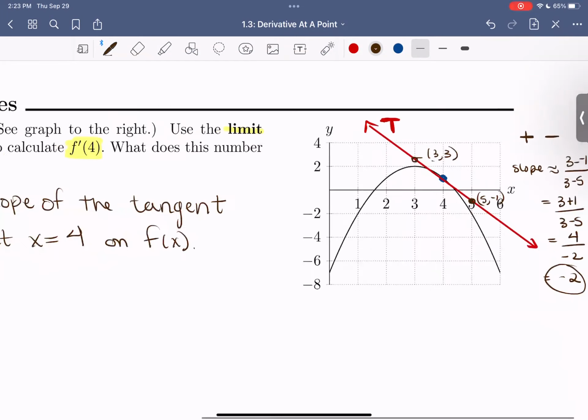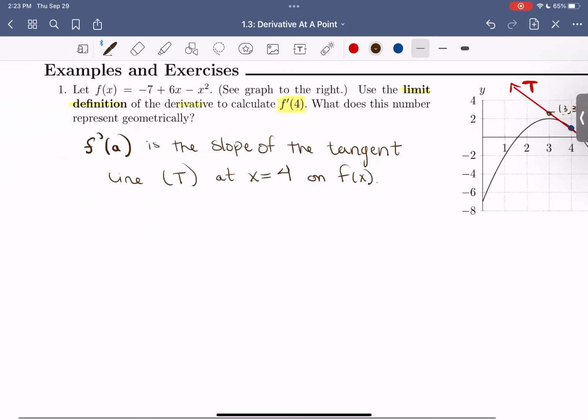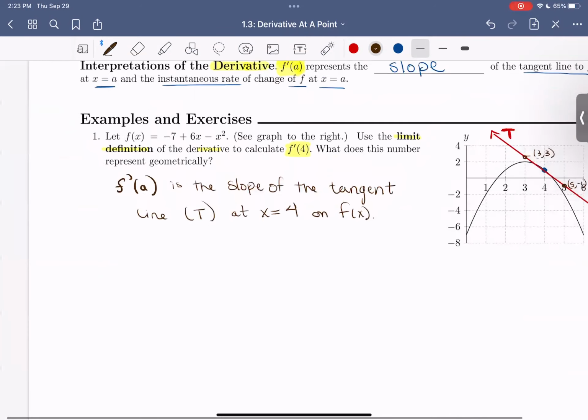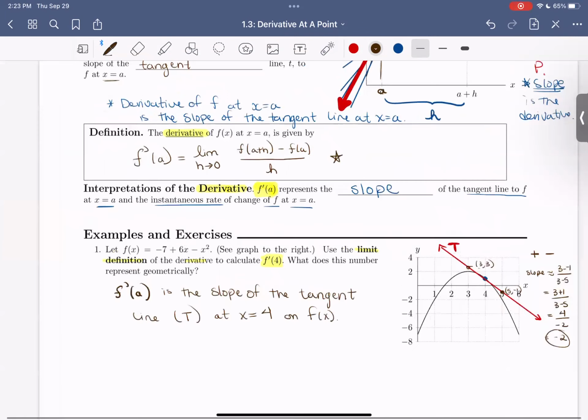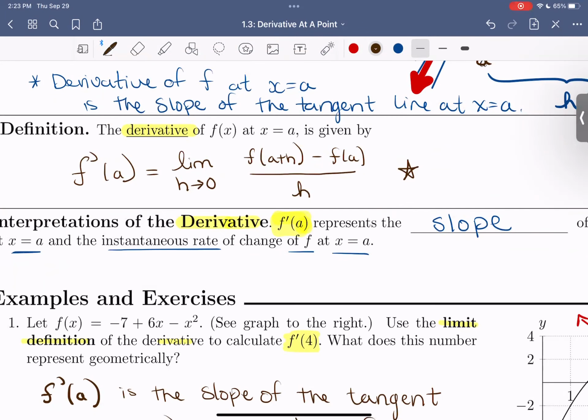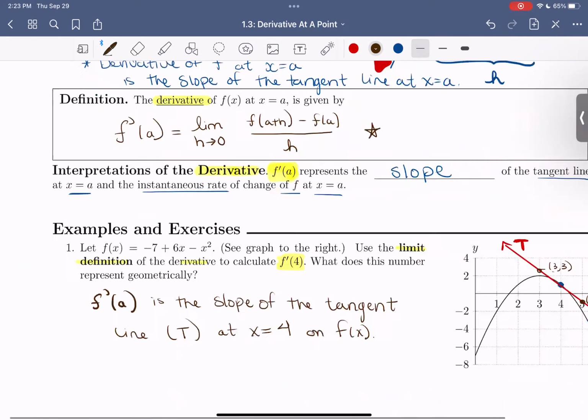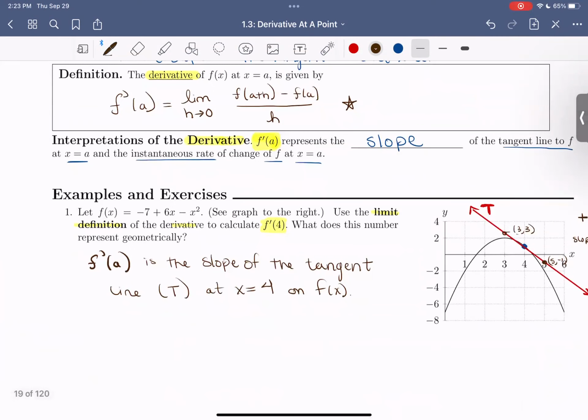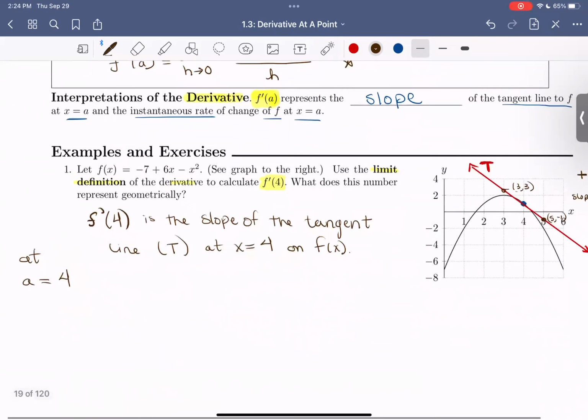So now let's actually calculate that slope of the tangent line using the limit definition. Just recall the limit definition of the derivative of f at a point A is equal to the limit as h goes to 0 of f of a plus h minus f of a, all over h. In our case, we're just going to fill in our numbers. In our situation, A is equal to 4, because I'm using x equals 4. So at A equals 4, we have f prime of 4.